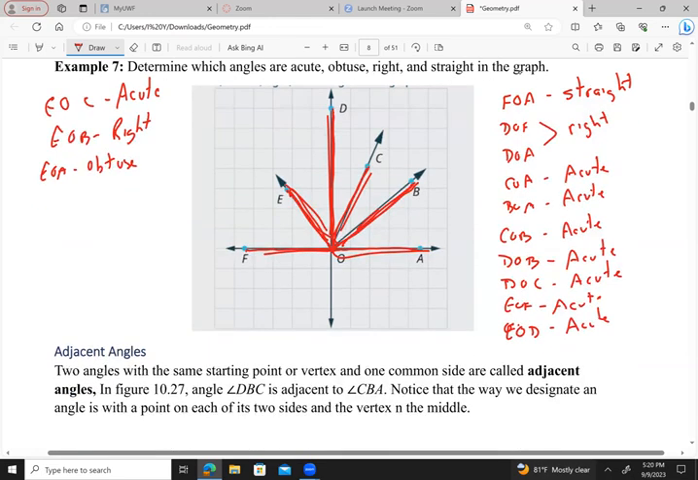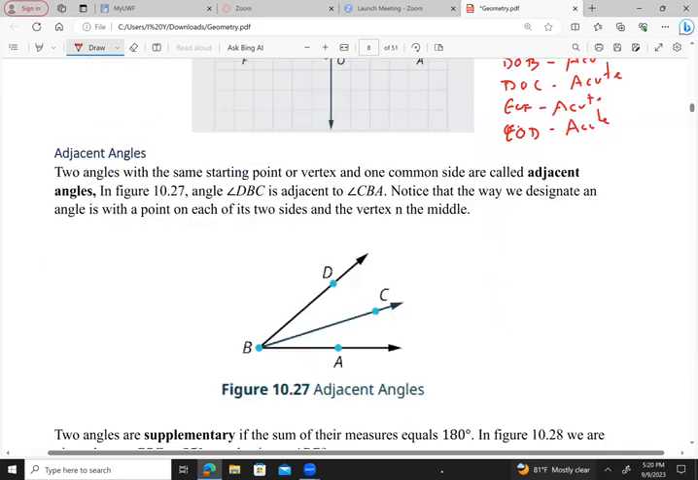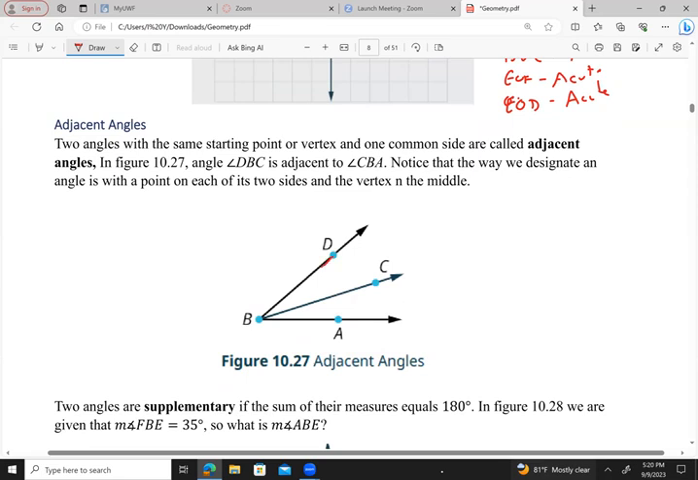Two angles with the same starting point or vertex and one common side are called adjacent. So going back to this, angle BOA and COB would be adjacent. In figure 1027, angle DBC and CBA are adjacent.